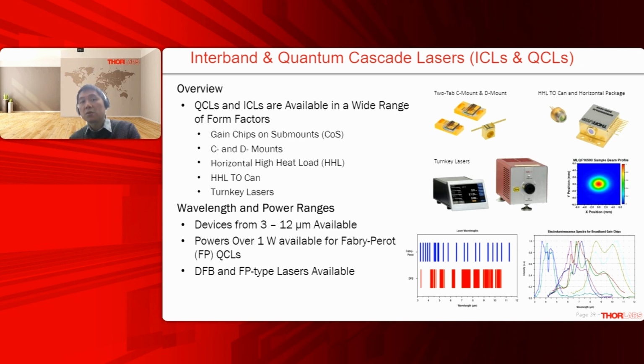It was mentioned that we also provide custom QC gain chips at different wavelengths for external cavity laser systems. The bottom right plot shows the gain profile of the different gain chips we are making, covering different wavelength bands in the 3 to 12 micron wavelength range.